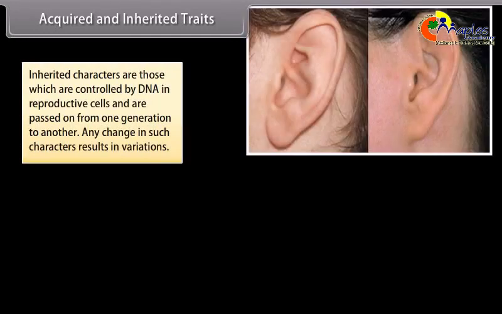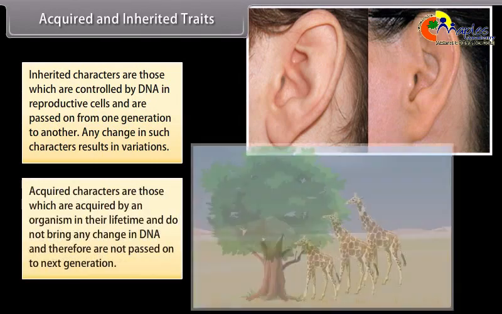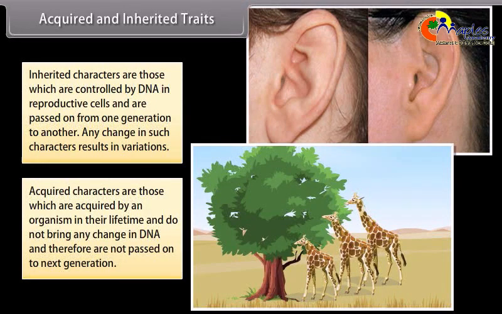Acquired and inherited traits. Inherited characters are those which are controlled by DNA in reproductive cells and are passed on from one generation to another. Any change in such characters results in variations. Acquired characters are those which are acquired by an organism in their lifetime and do not bring any change in DNA and therefore are not passed on to the next generation.